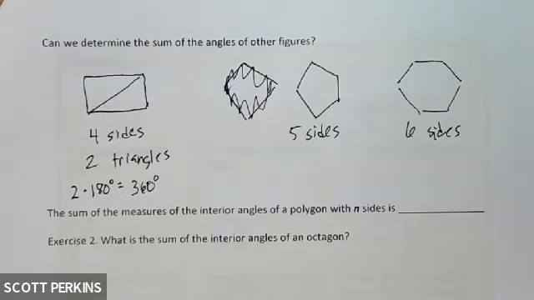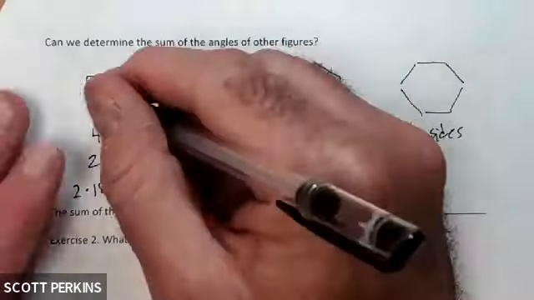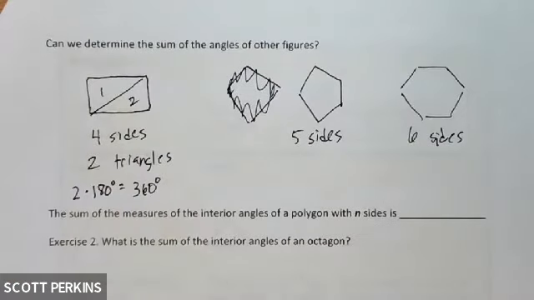I'm just using the principle that we talked about in the last page that we demonstrated to be true, that a triangle has a sum of 180 degrees. So now I've got two triangles. I've got one, I've got two. So 2 times 180 is what gives me the 360.